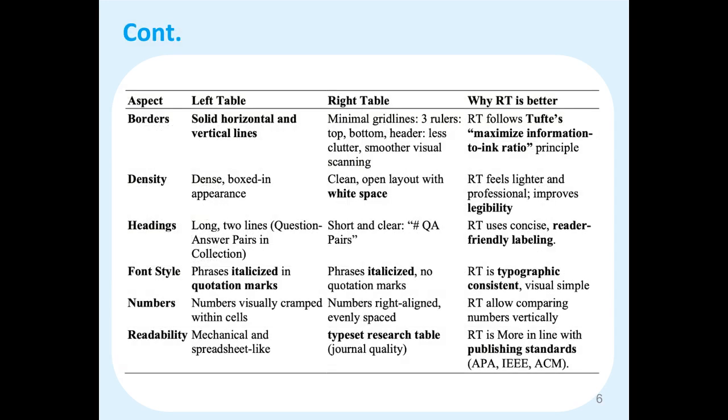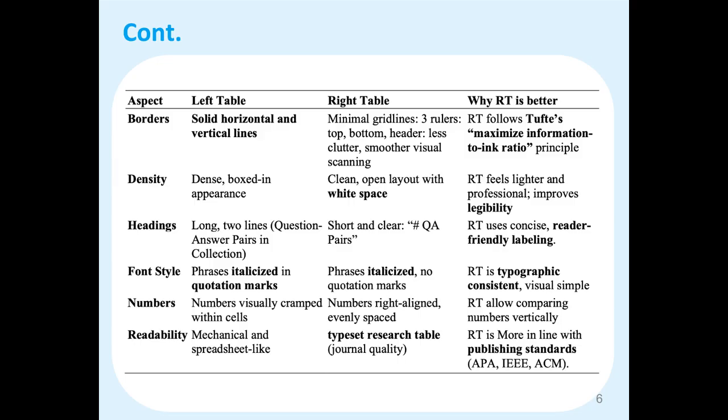The goal of this comparison is to isolate the elements that make the right table journal quality. The right table is definitively superior because it improves legibility and consistency. For borders, the right table uses minimal grid lines, which follows Tufte's principle, while the left table's solid lines create clutter. This affects density, where the right table's white space gives it a clean, open layout.